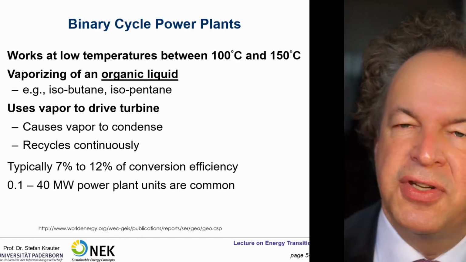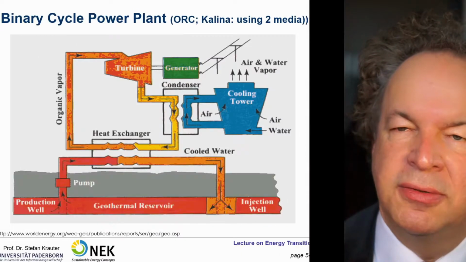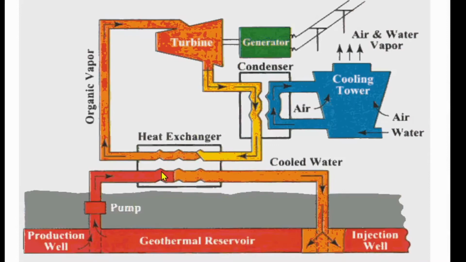Power plants in the vicinity of 0.1 to 40 megawatts are quite common. You see here, you need a heat exchanger because you cannot use the organic liquid directly, because it will poison the environment and also is quite expensive. So here you have a heat exchanger, just to use the heat. You have the organic vapor which evaporates at quite low temperature, and by this vapor you drive the turbine and again a generator, and you recycle it by condensing it. You can even do a more advanced version if you use two media which evaporate at different temperatures.